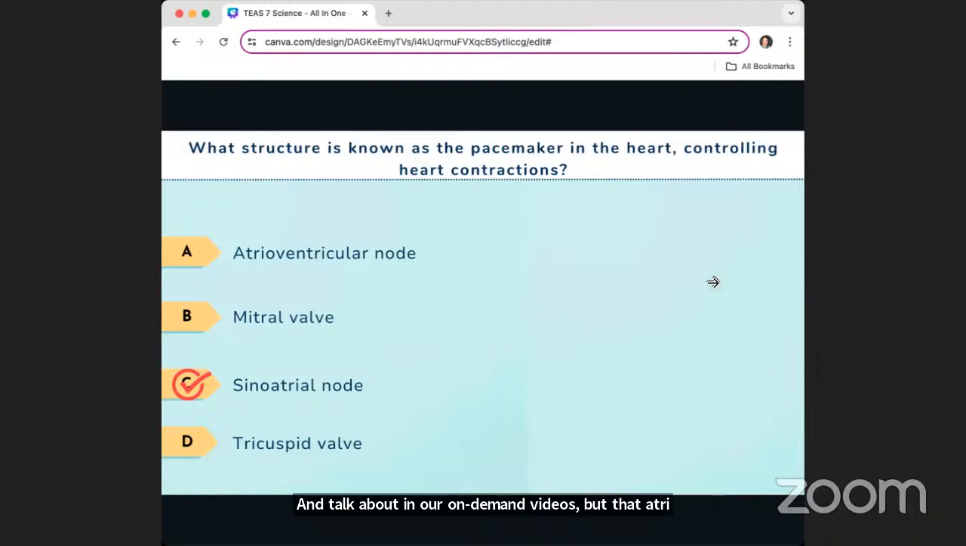B, the mitral valve, is a valve within the heart separating two different chambers. It's not involved in heart contractions. And the same goes for option D, the tricuspid valve. So the logical answer here is C.